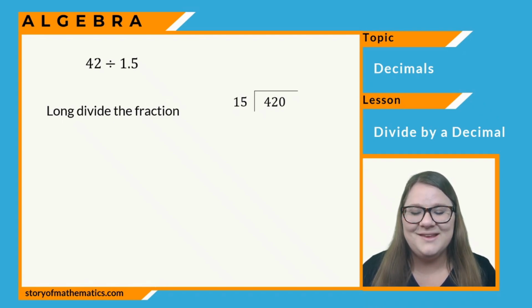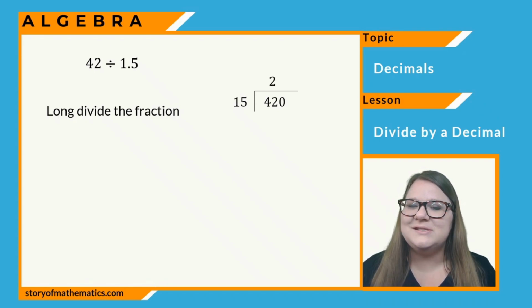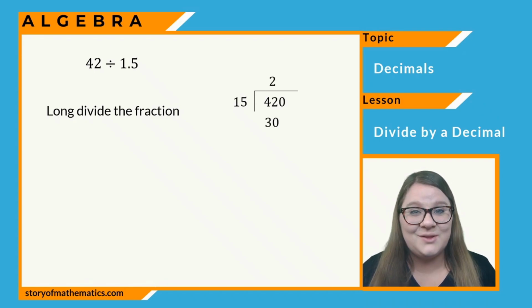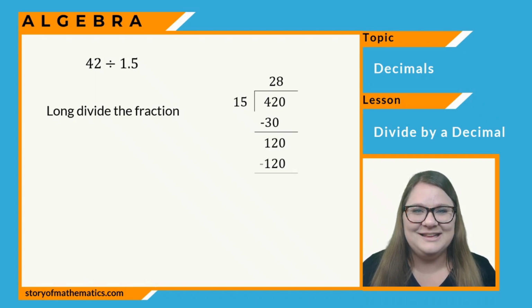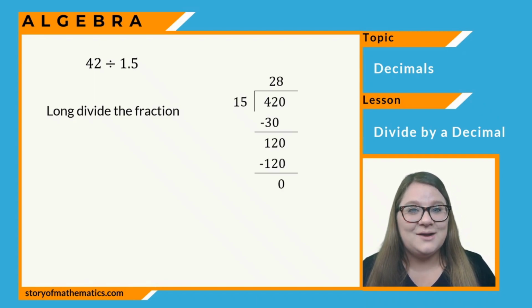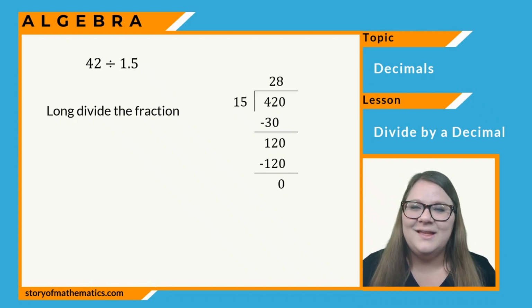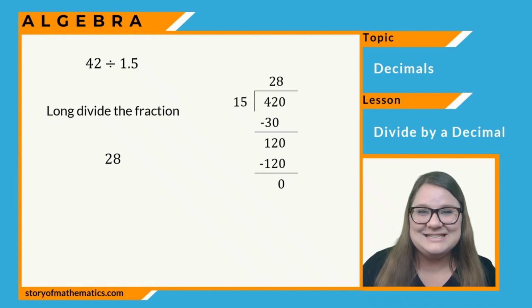Now that I've done that, I can think of this as just 420 divided by 15, and I can long divide. So how many times does 15 go into 42? Well, it goes in twice. 2 times 15 is 30. I can subtract down to get 12. I carry down my 0. I ask myself, how many times does 15 go into 120? And I know it's 8 times because it goes in perfectly. So now when I subtract down, I have no remainder. That means 42 divided by 1.5 is 28.